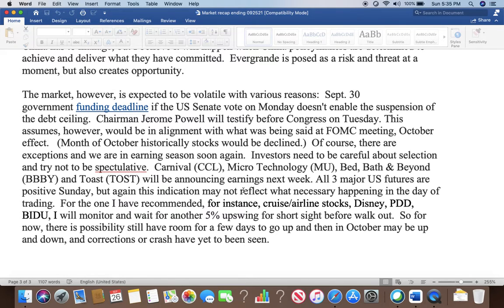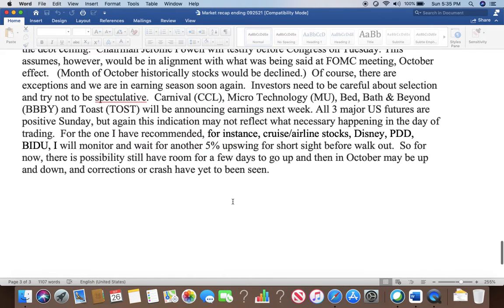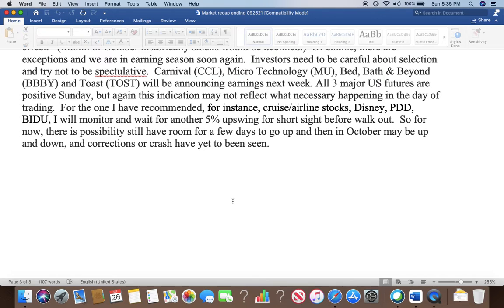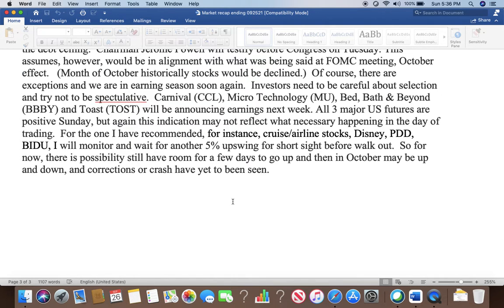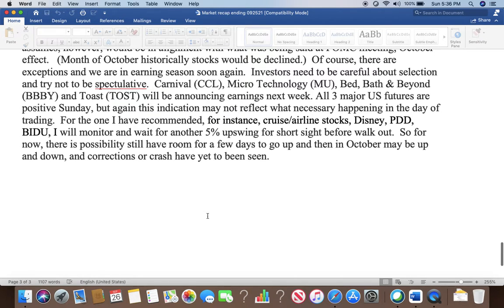Investors need to be careful at this point about selection and try not to be speculative. For example, you don't want to buy a stock that doesn't have growth and doesn't make money. You don't want to speculate and buy options that will actually hurt your portfolio. Carnival (CCL), Micron Technology (MU), Bed Bath & Beyond (BBBY), and Toast (TOST) will announce earnings next week. All three major U.S. futures are positive at this point on Sunday, but again, that indication may not reflect what happens during the day of trading.